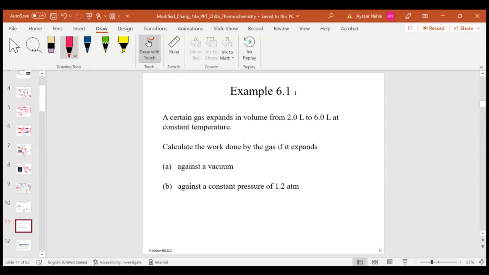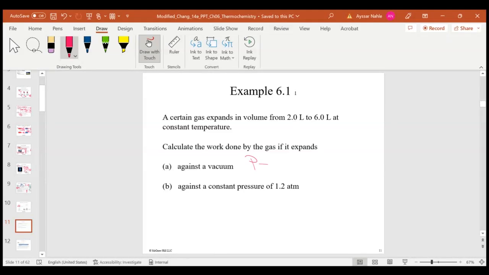A certain gas expands in volume from 2 liters to 6 liters at a constant temperature. Calculate the work done by the gas. Is it the work done by the gas or done on the gas? Of course, by the gas, because of the expansion. Perfect. Calculate the work if it expands against a vacuum.